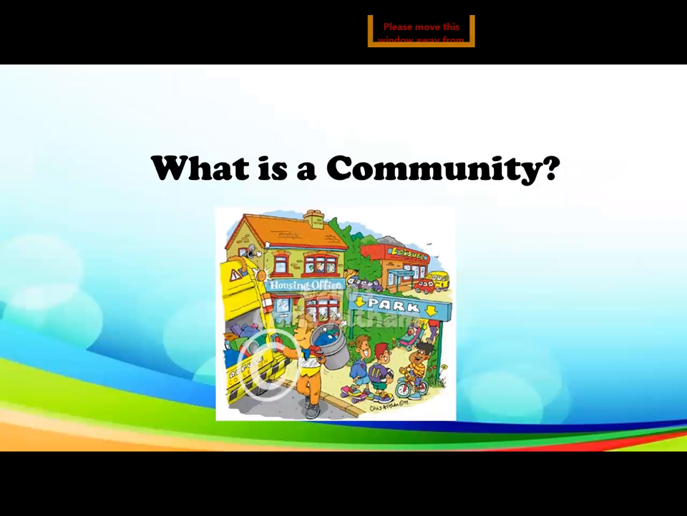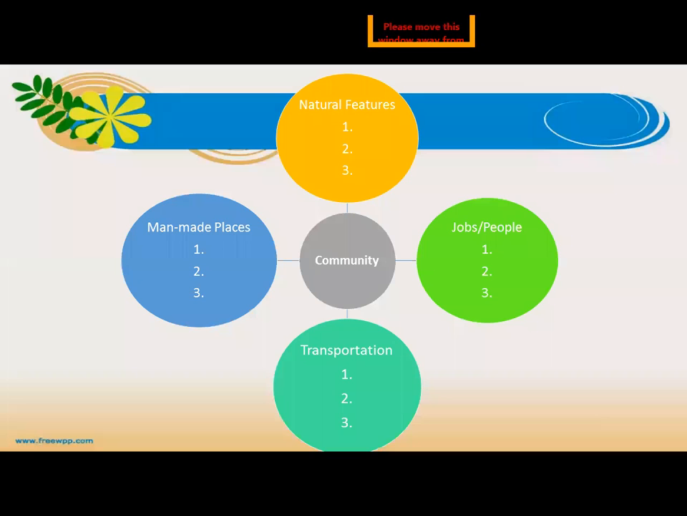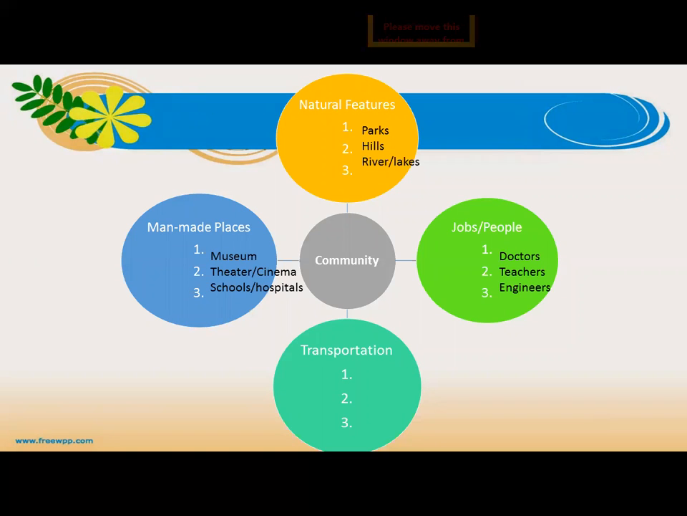Now, let's review what is a community. We're going to look at a word web that we created, and we learned that a community is basically made up of many things. The natural features of a community, maybe this community has parks, hills, rivers, lakes, etc. Then we looked at the man-made places, jobs, people from different cultures, and then the transportation. Maybe this community has a certain mode of transportation. So all these are aspects of a community.